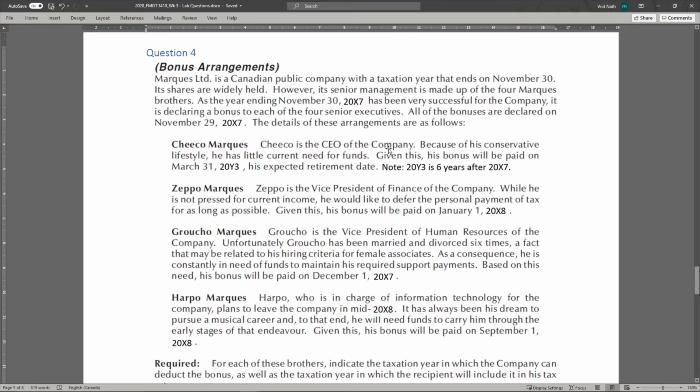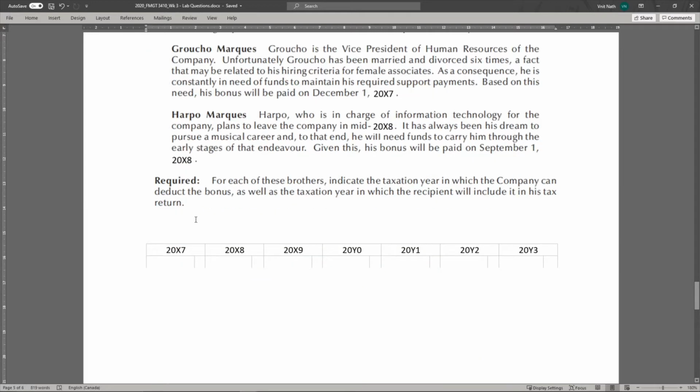Chico is the CEO of the company. Because of his conservative lifestyle, he has little current need for funds. Given this, his bonus will be paid on March 31st, 20Y3, which is his expected retirement date. Note, since we are using generic dates, 20Y3 is 6 years after 20X7. Let's take a look at Chico's situation.